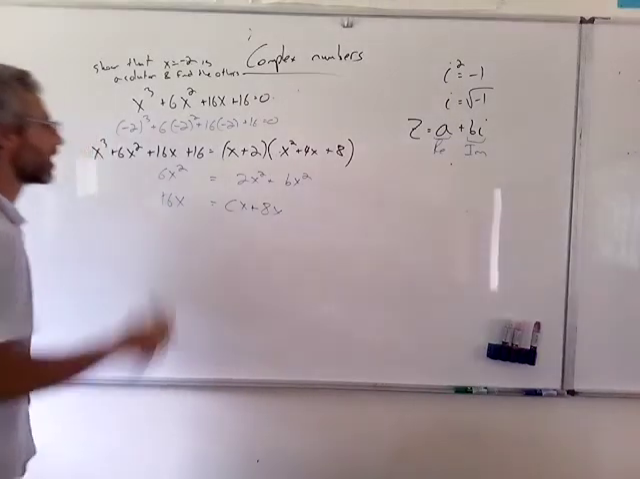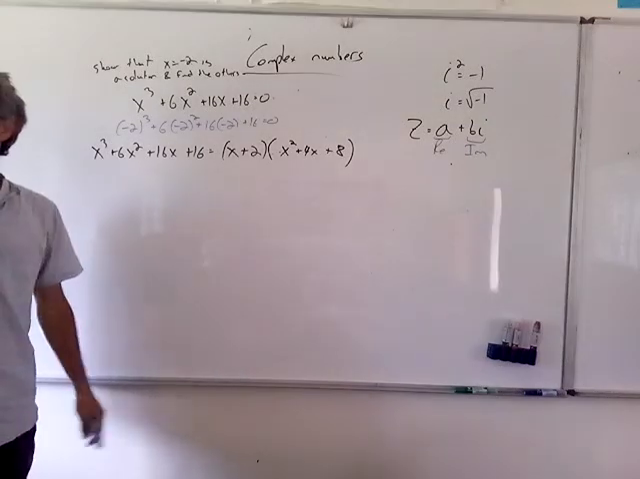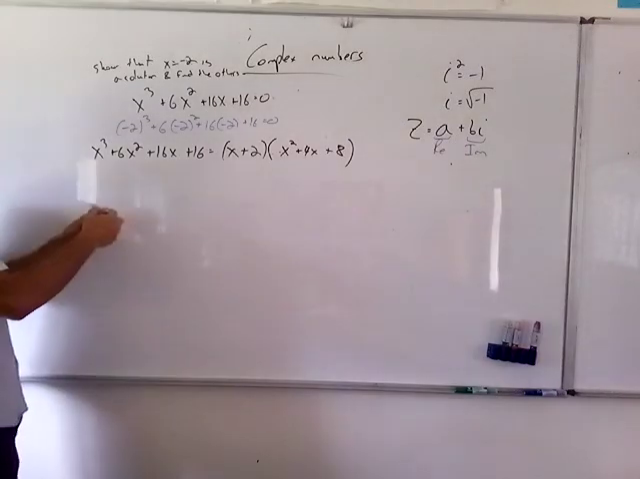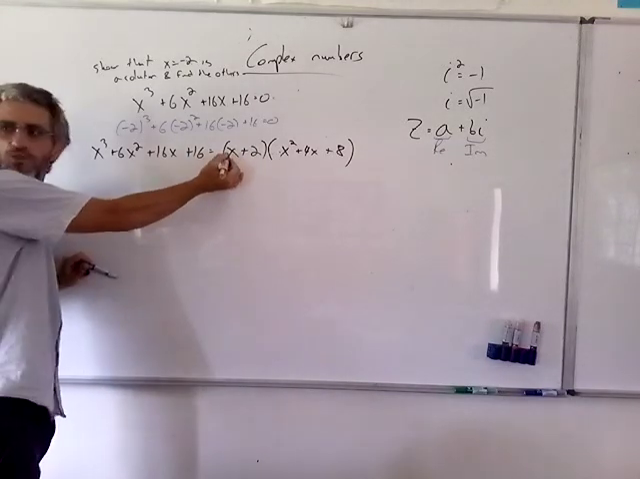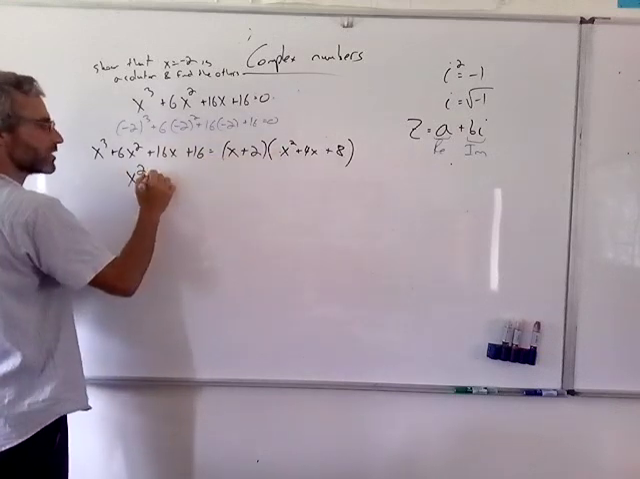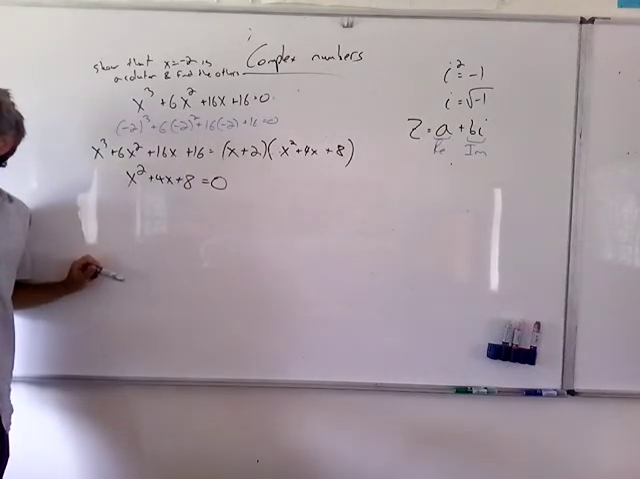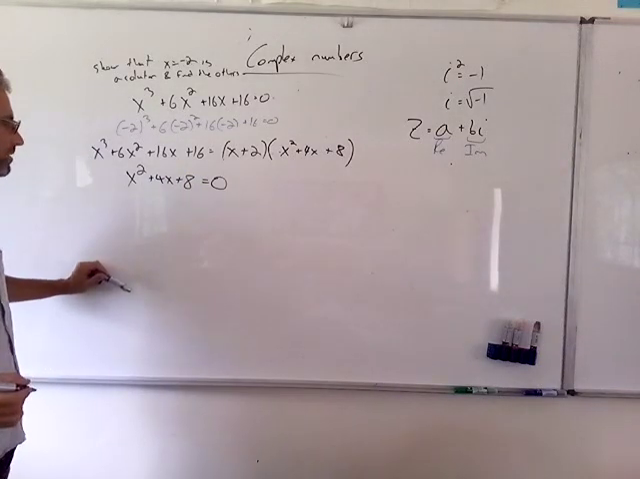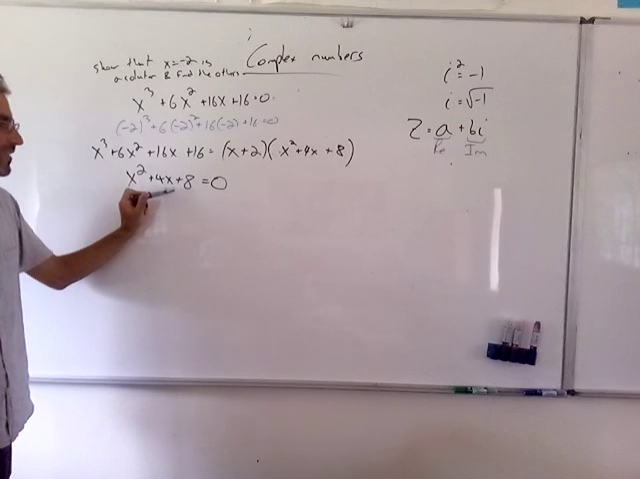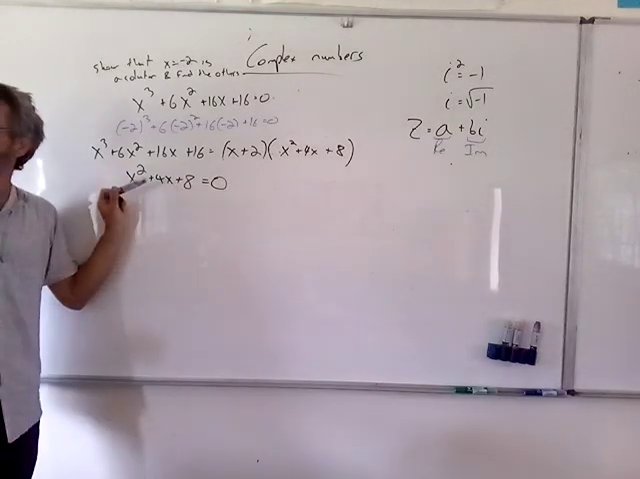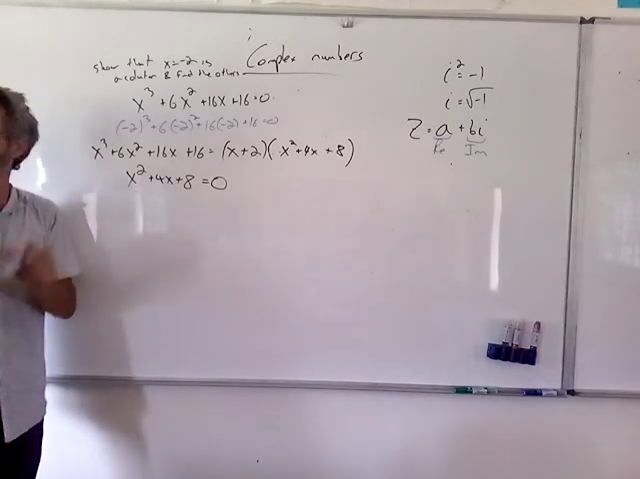So great, now we've factorized it, but how's that going to help me? I still need to find the solution. What needs to be equal to zero now? Well, minus 2 will solve that factor. So x squared plus 4x plus 8 must be equal to 0, and I need to solve that. I won't do that by hand. You can't use your normal trinomial factorization, because the answer is going to be a complex number.